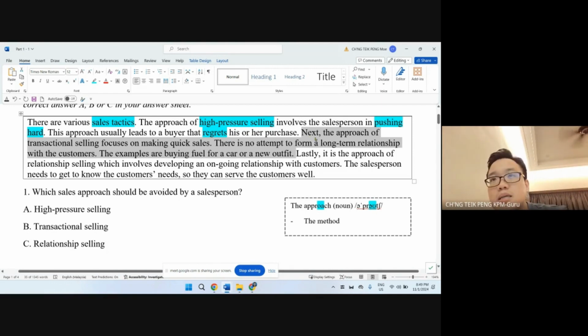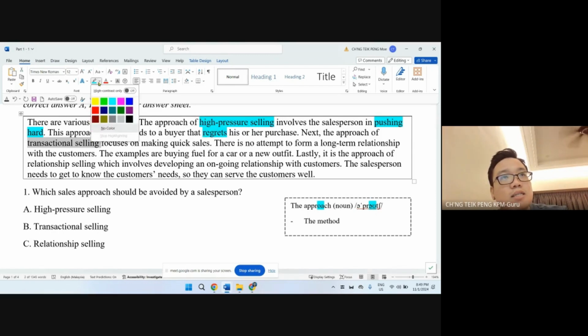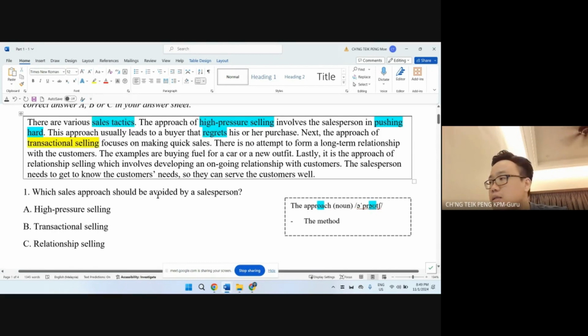Next, so this is the approach of transactional selling. So this is the second method, the second approach of selling. Transactional selling focuses on making quick sales. Okay, quick sales. There is no attempt to form a long-term relationship with the customers. Okay, so no attempt to form a long-term relationship. So the examples are buying fuel for a car or a new outfit.